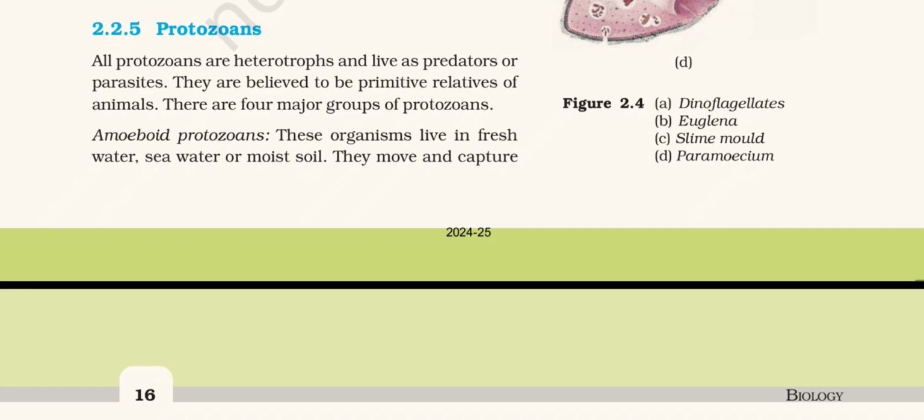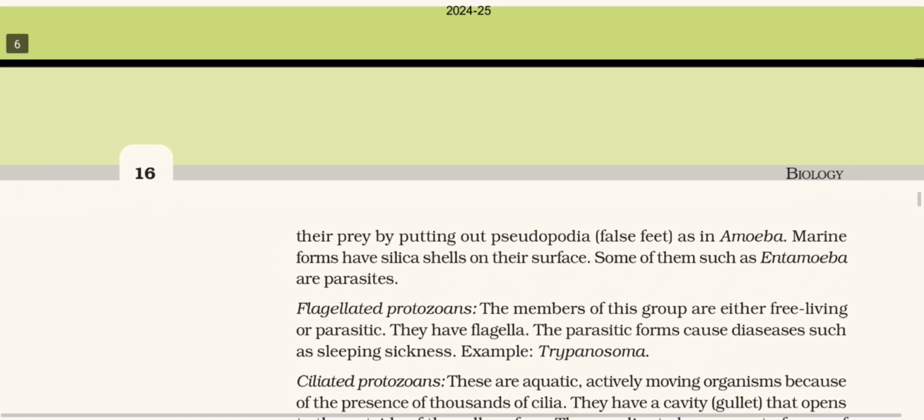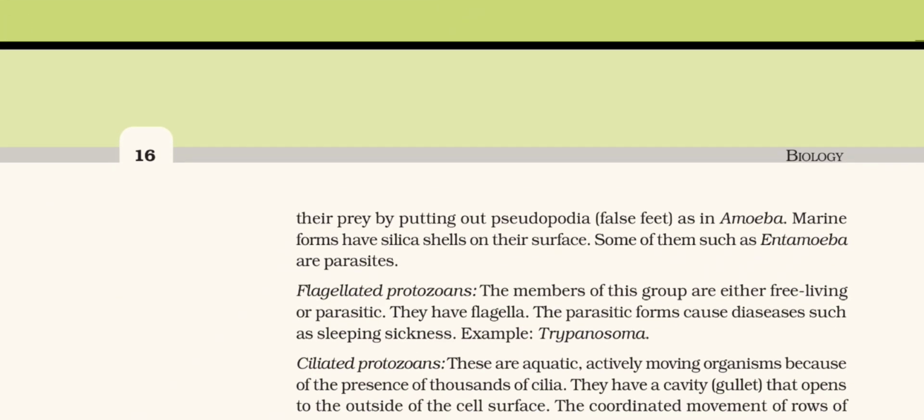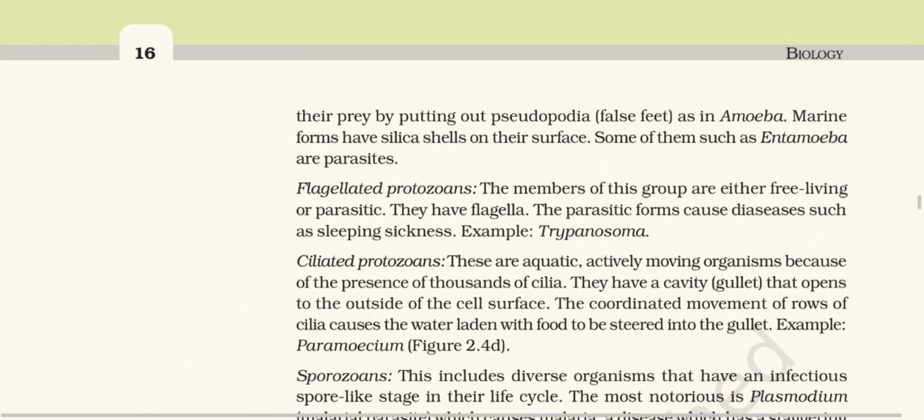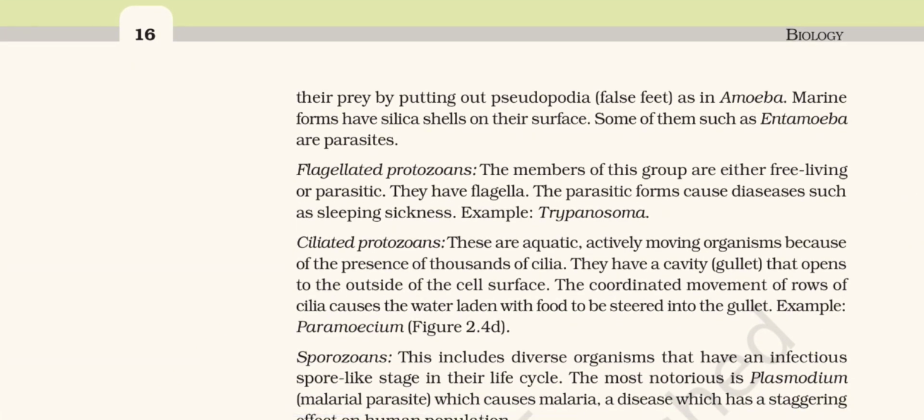Some of them, such as Entamoeba, are parasites. Flagellated protozoans: the members of this group are either free-living or parasitic. They have flagella. The parasitic forms cause diseases such as sleeping sickness. Example, Trypanosoma. Ciliated protozoans: these are aquatic, actively moving organisms because of the presence of thousands of cilia.